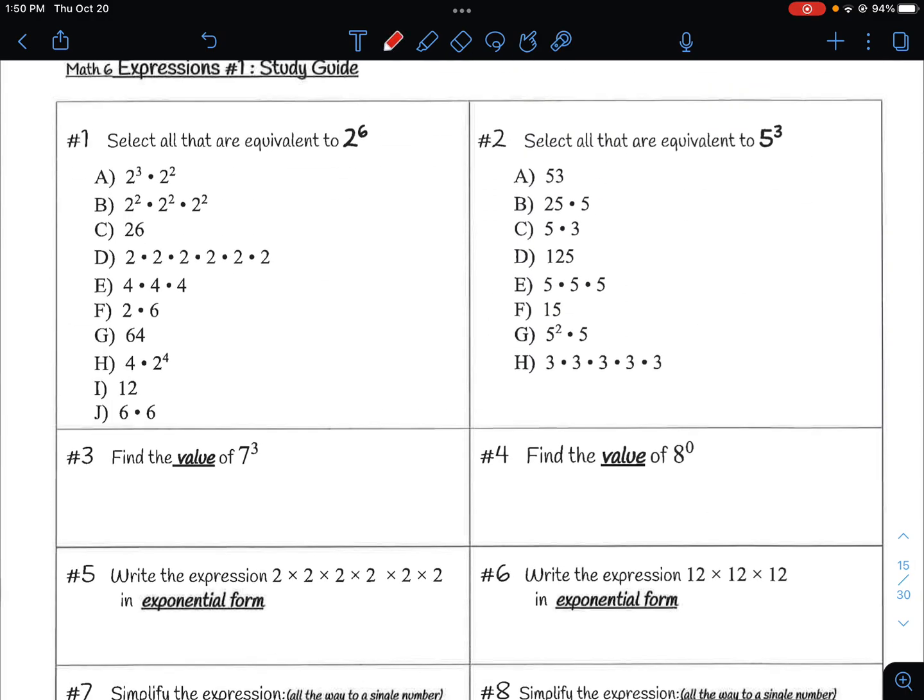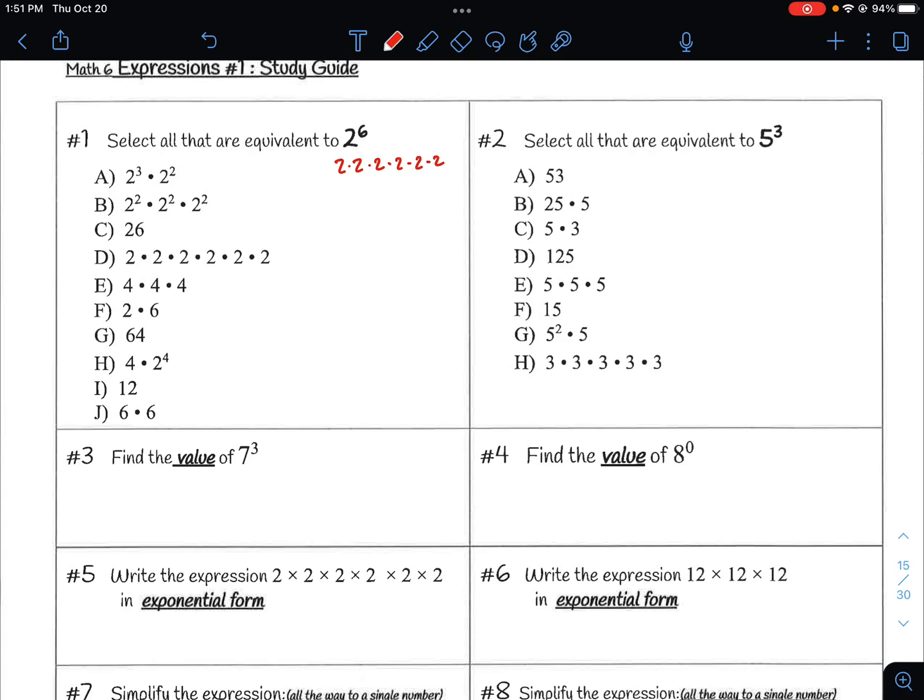So we are going to select all that are equivalent to 2 to the 6th. That means it's not 2 times 6. It's not 26. It is 2 times 2 times 2 times 2 times 2 times 2. It's 2, 6 times. Now, what happens when you multiply 2 by itself 6 times?